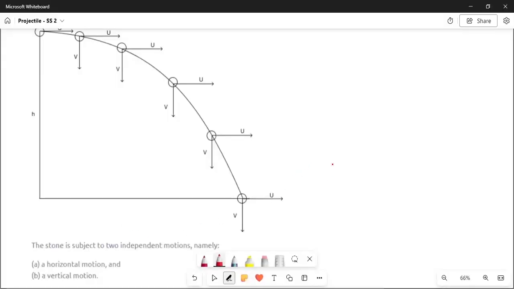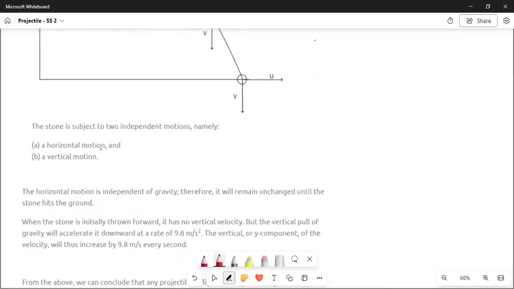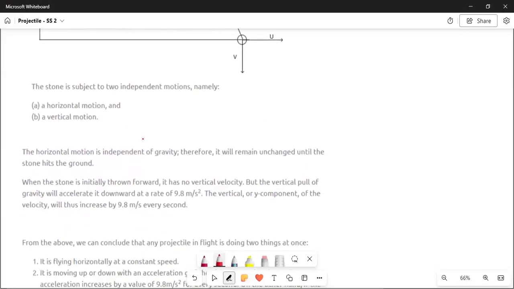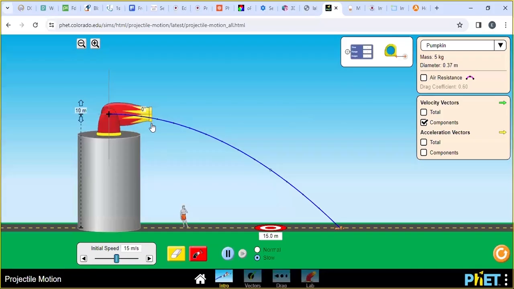So a stone is subjected to two independent motions, namely the horizontal motion and the vertical motion. The horizontal motion is independent of gravity. Therefore, it will remain unchanged until the stone hits the ground. When the stone is initially thrown forward, it has no vertical velocity. Let's go back to that animation. There's no vertical. Watch it when the cannonball is coming out of the cannon, you see that there's no vertical arrow.